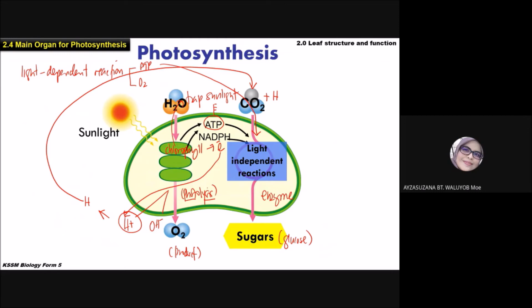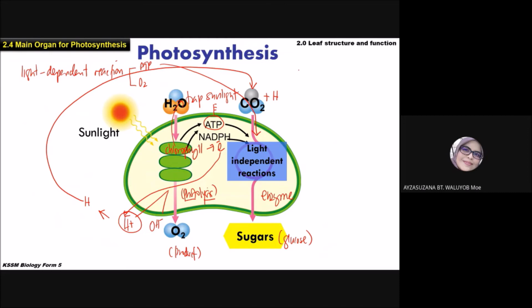Glucose dihasilkan. Okay. And the energy needed for this process is provided by ATP. ATP from where? From light dependent reaction. Okay. So, this ATP yang digunakan untuk enzim ini catalyze the combination of the carbon dioxide and hydrogen to form glucose, okay, or sugar as a product.